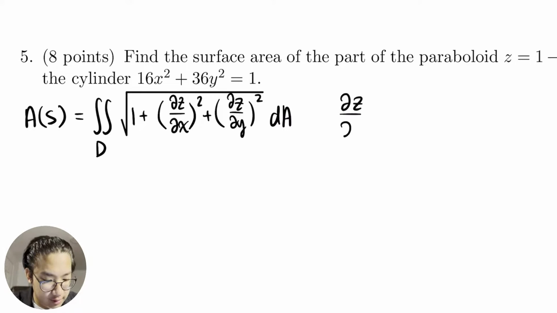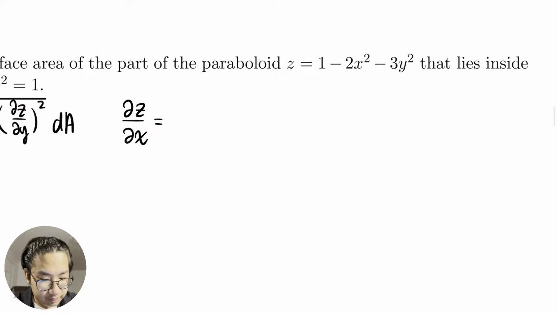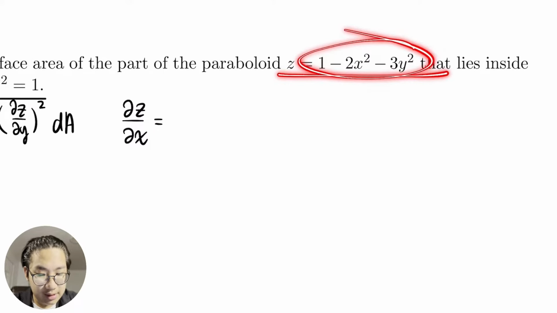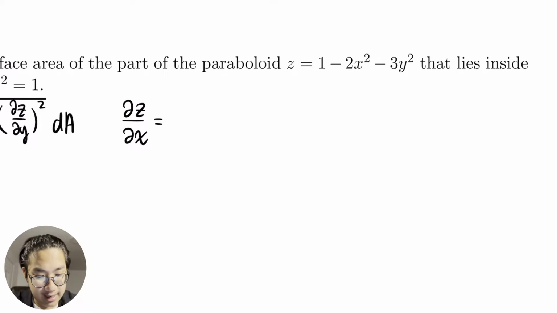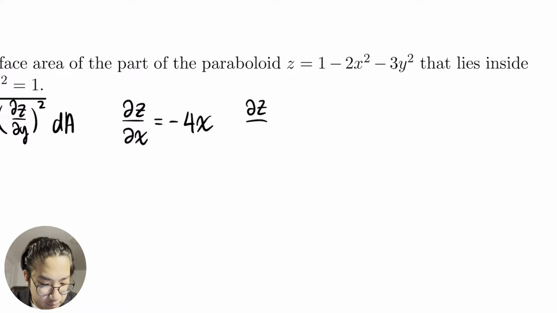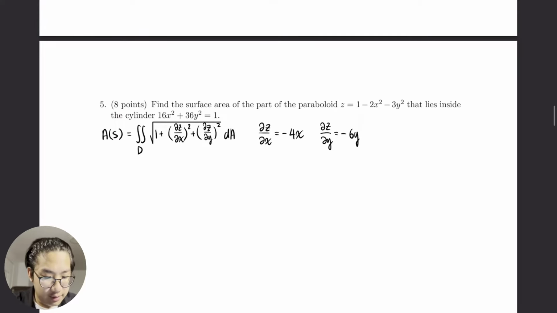Partial z partial x. In this case, this is what z is equal to, so we're just taking the partial derivative of this function with respect to x. X only appears here, so the 1 and the negative 3y squared effectively go away because they're constants. So we have negative 4x here. And then same idea for partial z partial y. Here, these two are effectively constants, so we just have negative 6y. Okay, now that we have this, we can plug these values into our equation here and then proceed.